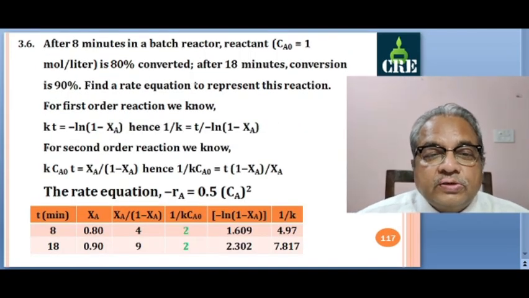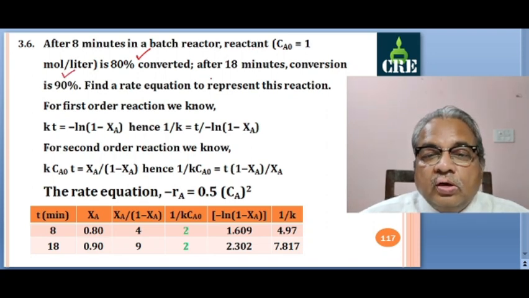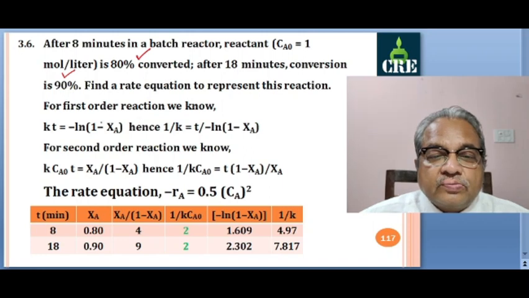Next 3.6. After 8 minutes in a batch reactor, reactant with initial concentration 1 mole per liter is at 80% conversion. Conversion is 80%, XA is equal to 0.8 after 8 minutes. After 18 minutes, the conversion is 90%, so XA is 0.9. Find the rate equation to represent this reaction.